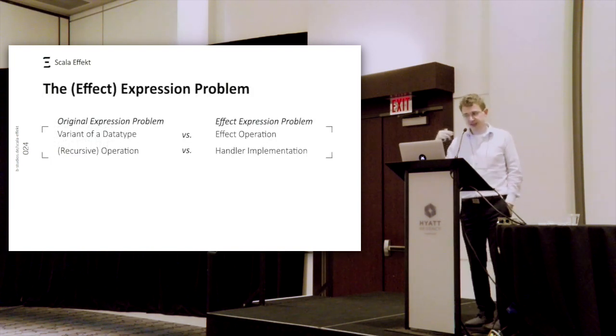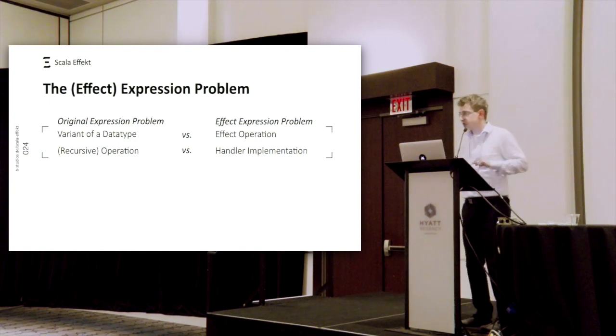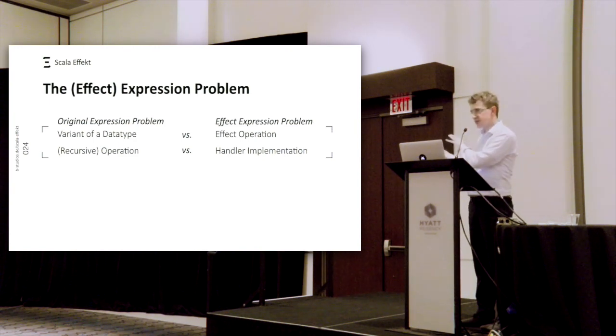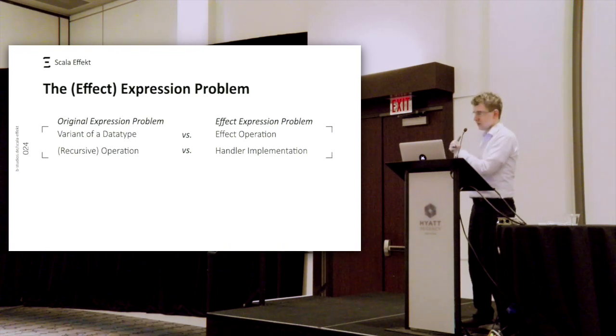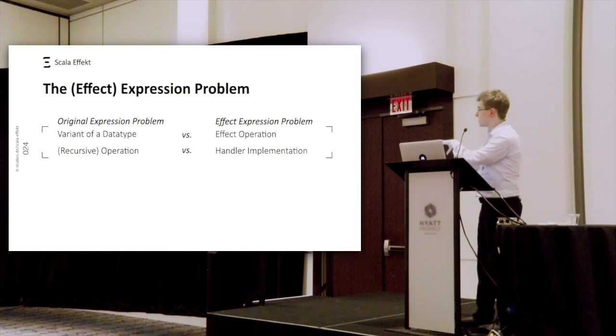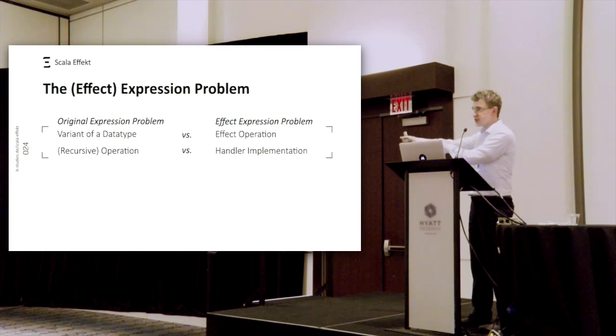So if you think of the expression problem, which is, in a nutshell, if you have a program written over some recursive data structure, it's not too easy to add variants to that recursive data type, and at the same time modularly add new functions, new recursive operations over that recursive data type. We can rephrase that in the setting of algebraic effects when we think of this effect tree as being able to modularly add new effect operations, which correspond to variants, and add new handler implementations, which correspond to new operations over the effect tree.